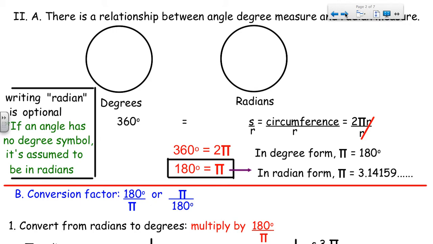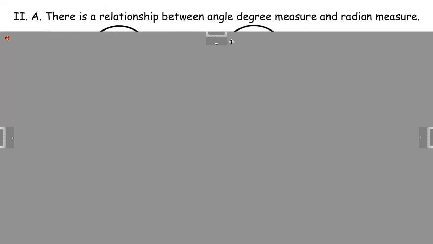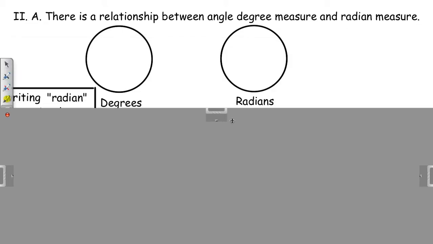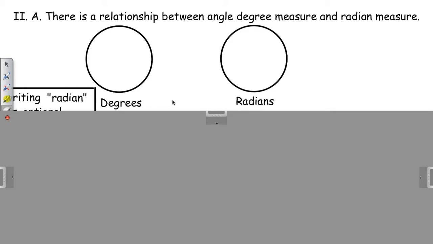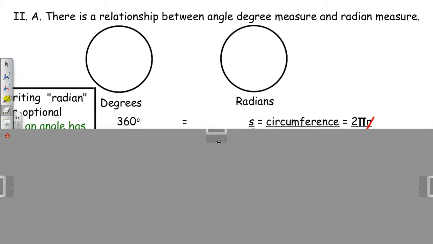Now I want to talk about the relationship between degree measure and radian measure. Here I have my two circles. One circle we'll talk about in terms of degrees, and the other in terms of radians. I want to establish some kind of relationship so that I can convert angles from one unit to the other unit. So let's come over here.